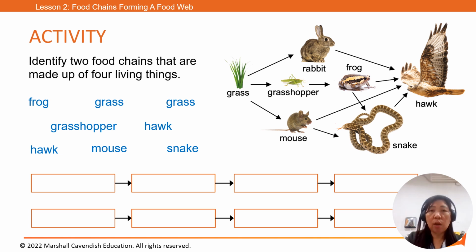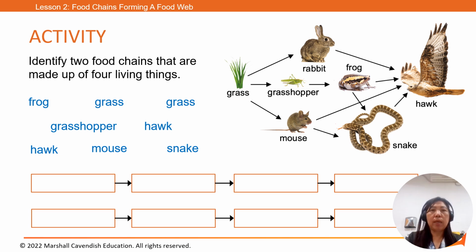Yes, the predators of the mouse are the snake and the hawk, because the snake and the hawk eat the mouse. And then, let's see, how can we put all the names of the animals or the living things into the food chains? Let's start with the first. That means we have the grass, after that eaten by the grasshopper, after that the frog, and then the hawk.